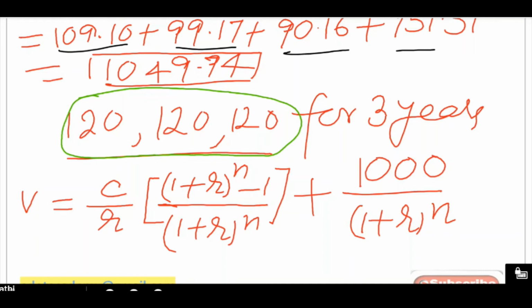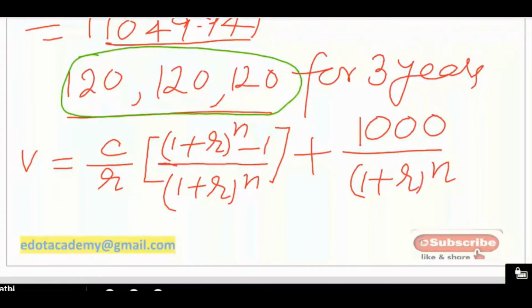Okay, now what are the values here? Just see, I write the value, then put the value. So what is C here? Cash flow, future cash flow is 120 rupees in this case. What is R here? R is 10%, so 0.1. And n is how much? N is 3 years. Now put all the values, so we'll see the calculation.